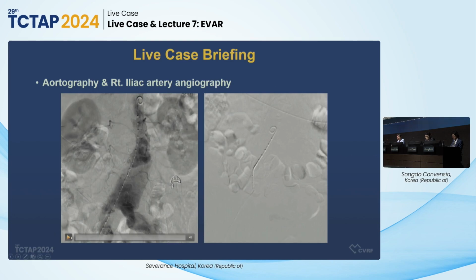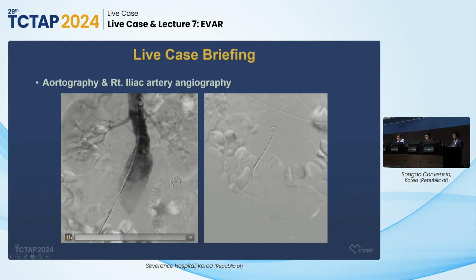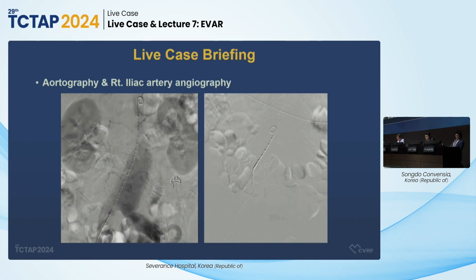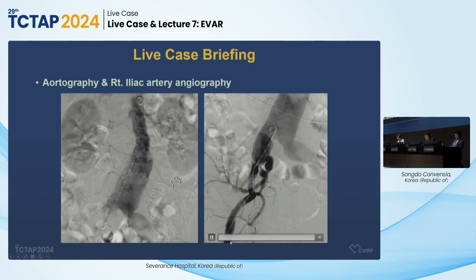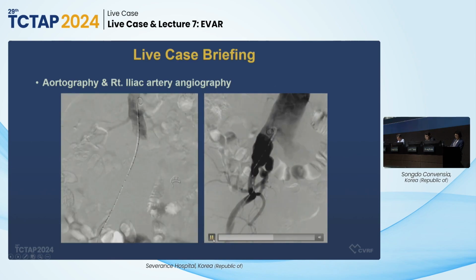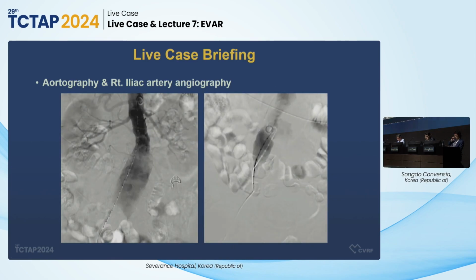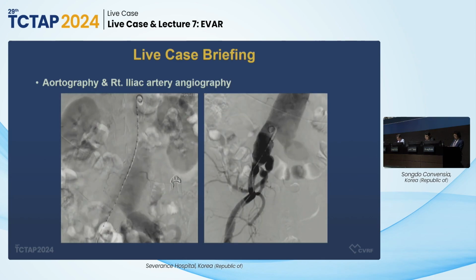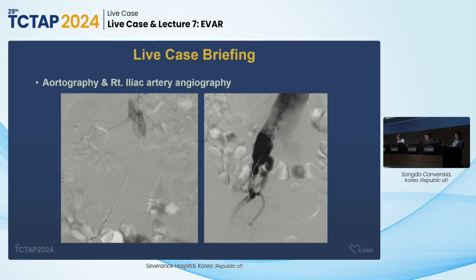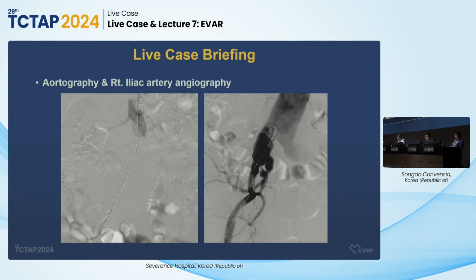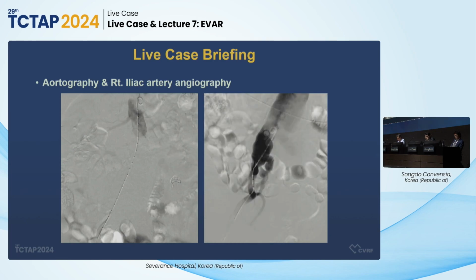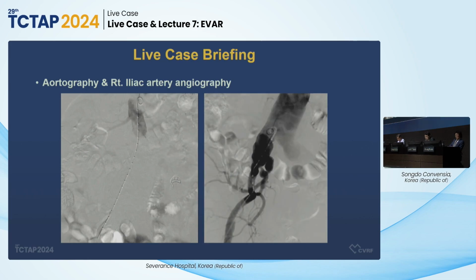On the right side, you can see, one more click. This is the right common iliac artery with the internal iliac artery. So we checked the length of the common iliac artery on the right side again, and I think the length was sufficient. Also the internal iliac artery looks like it's okay for the treatment with the covered stent. Next.